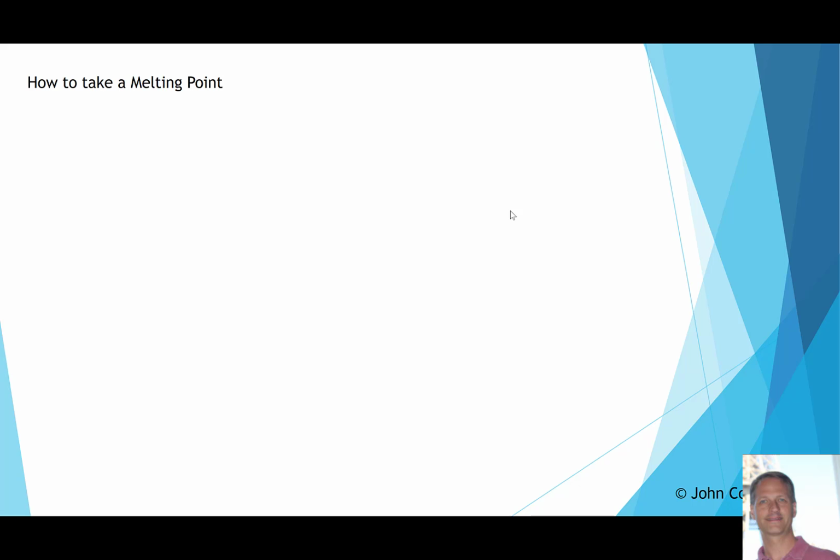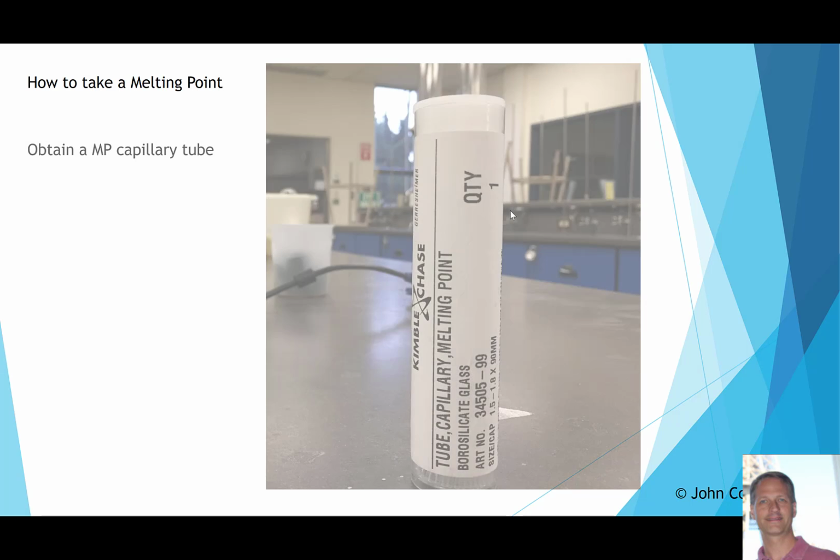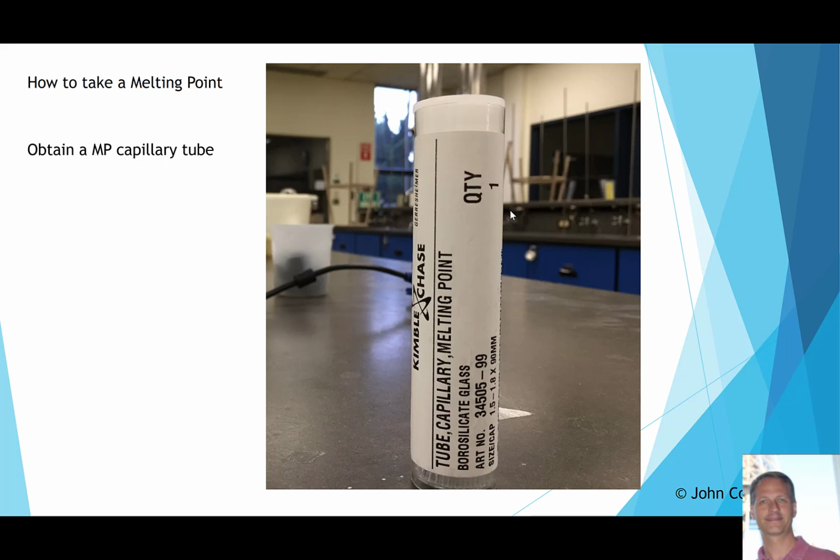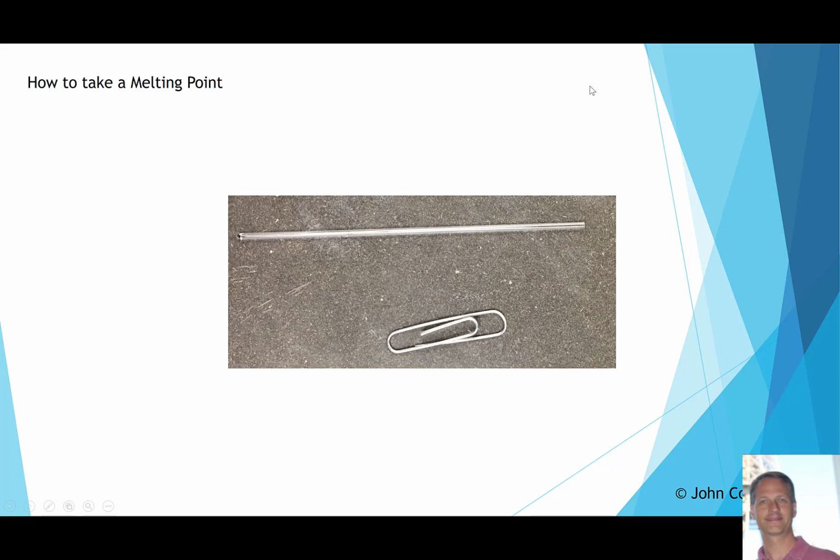So when we're in a lab, what do we do? Well, it's fairly straightforward. You're going to obtain a capillary melting point tube. So there's this little tube in lab. You'll grab that, pop the top off, and you'll pull out a melting point capillary tube. So they're about this size. Here's a paper clip for a size comparison.